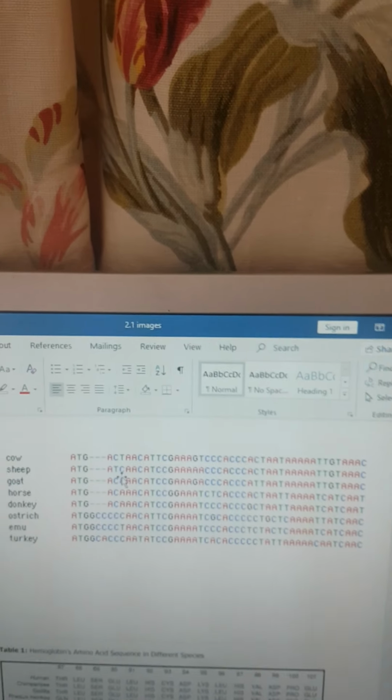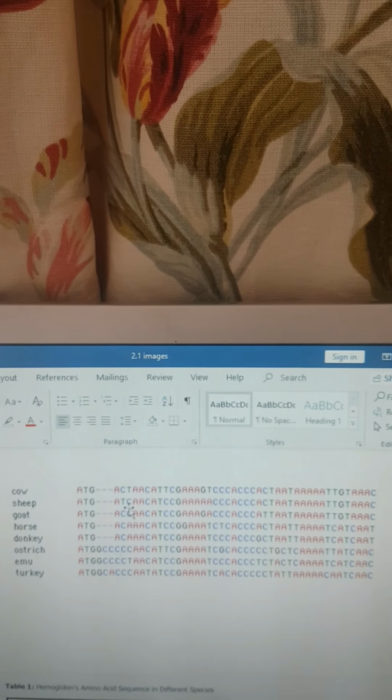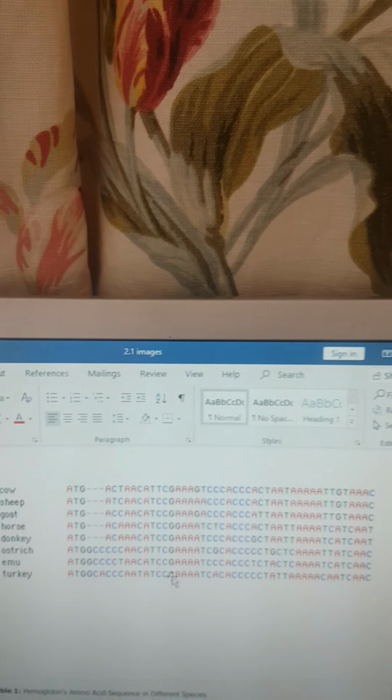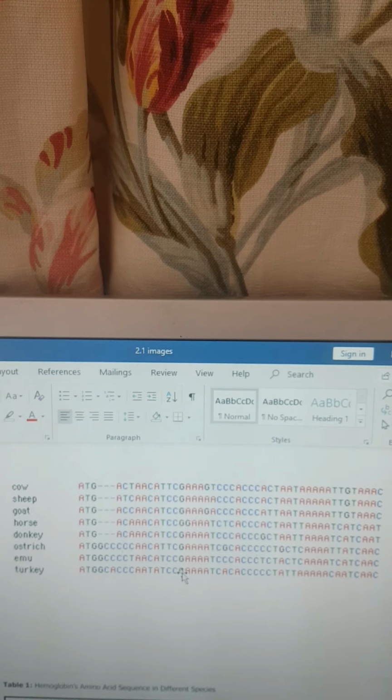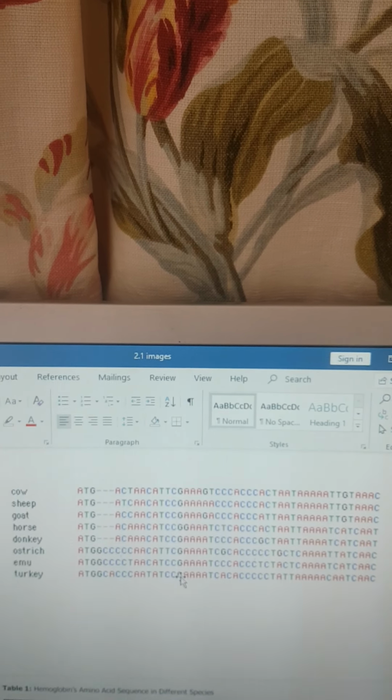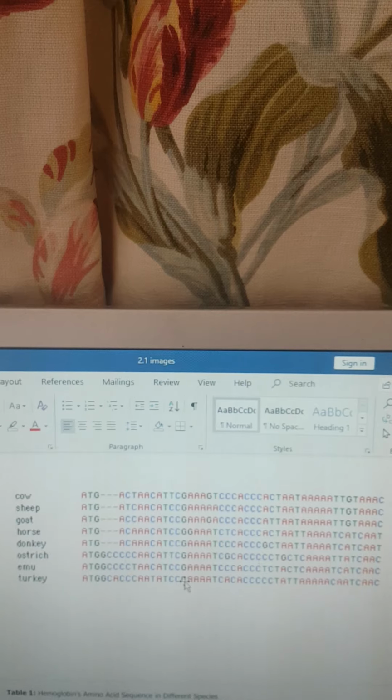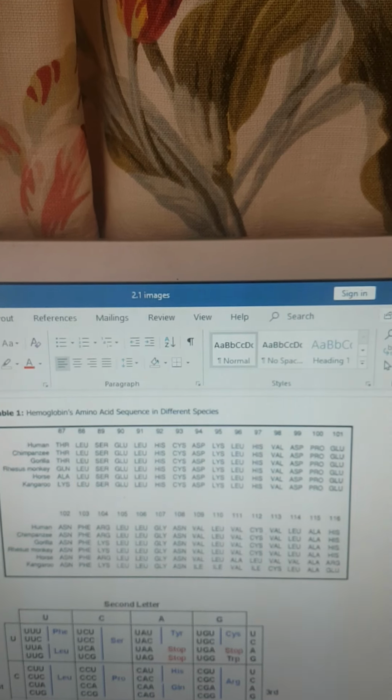Now, however, in reality, you get a sequence of bases thousands of bases long. You would use a computer to analyse it and tell you the number of differences between each of these species. And the greater the number of differences, the less closely related they are.